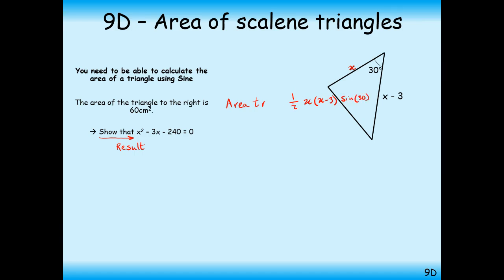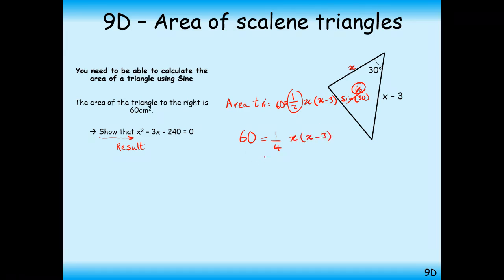Now we know that the area of the triangle is 60, so 60 equals this expression. Sine of 30 is a half actually. So if I evaluate that, I can write 60 equals a half times a half, which makes a quarter. So I can write a quarter of x times x minus 3.